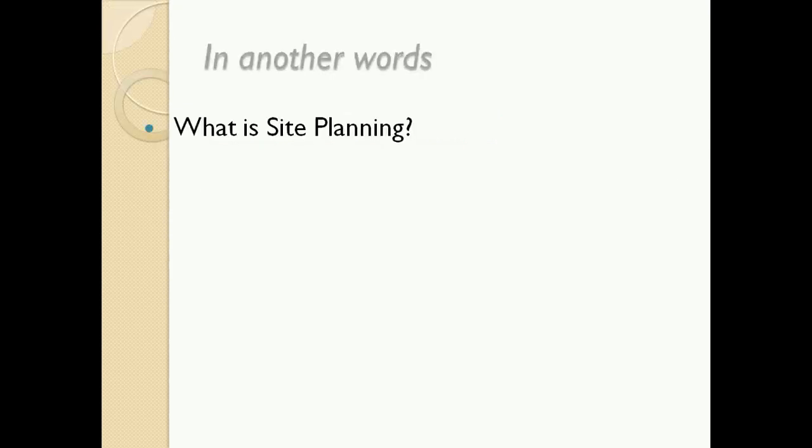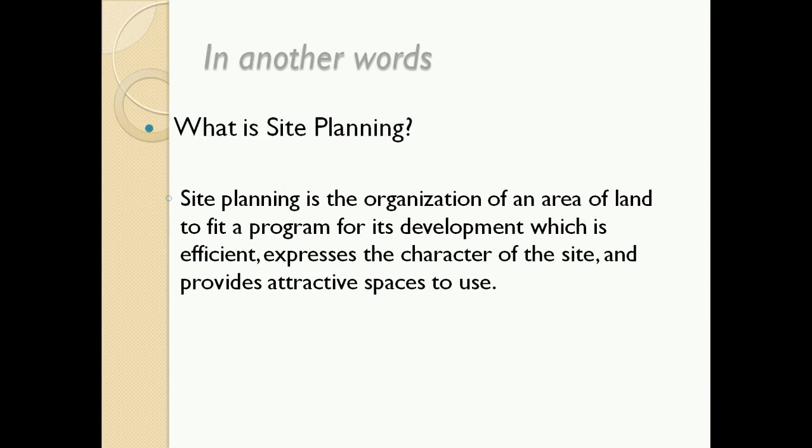In other words, site planning is the organization of an area of land, fit to a program for its development, which is efficient, expresses the character of the site and provides attractive space to use. For example, let us consider that we have to build a house on the undulated site that I showed in a previous slide. It is better to thoroughly study the site and get all the topographical details of the site. Unless and until we do this, we cannot plan it properly, and with the knowledge of available resources, manpower and machineries, only then can we execute a good project. So site planning is very much important.